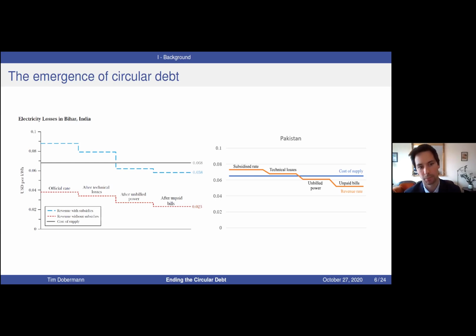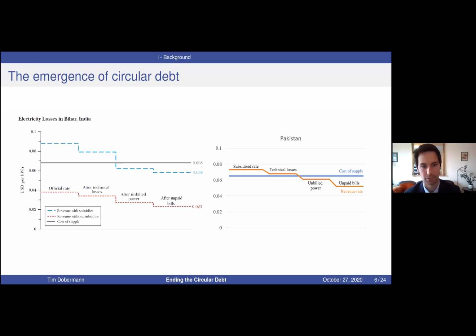But then the big drop tends to come from unbilled power. Unbilled power is consumption which is not even being picked up on the radar. So this is the outright theft. These are the kunda, the illegal lines that bypass the meter and are not covered by the utility itself. Then beyond that, you have the unpaid bills. This is what we call recovery.